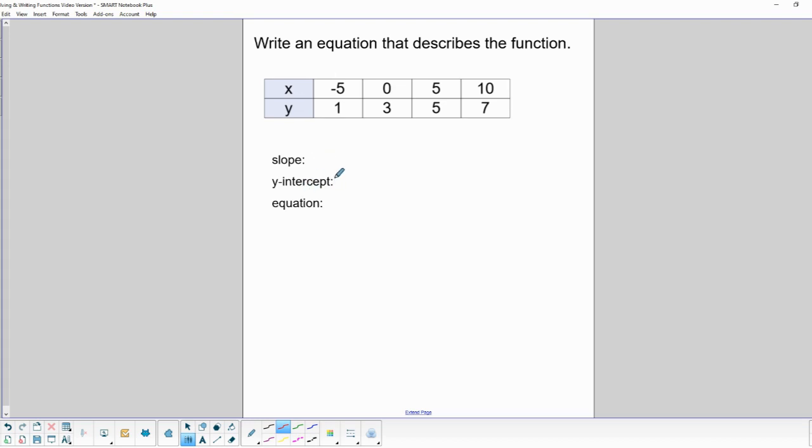Let's start with the y-intercept this time just for the fun of it. We notice that when x is 0, what's the y value? 3. So the y-intercept is 3. Now let's check our change in y and change in x. To go from negative 5 to 0, and from 0 to 5, and 5 to 10, on the x side of things, I'm going up by 5 points.